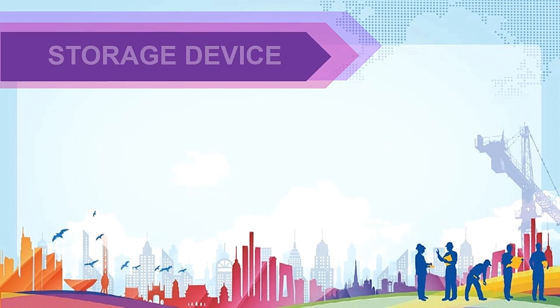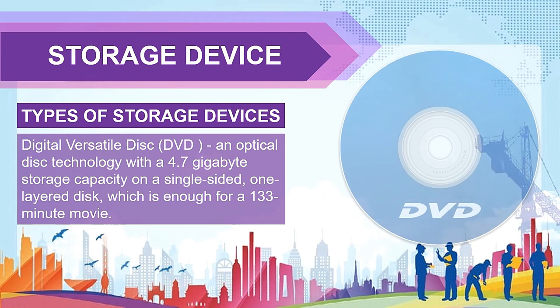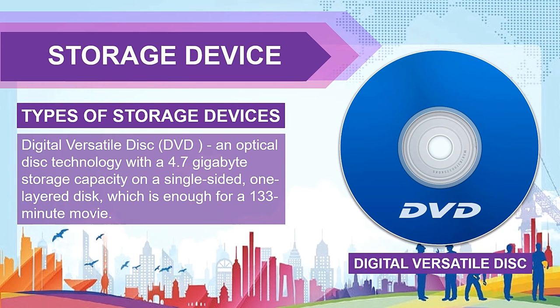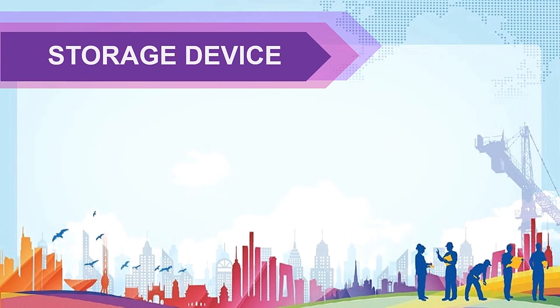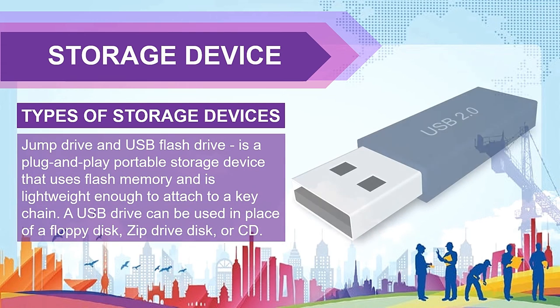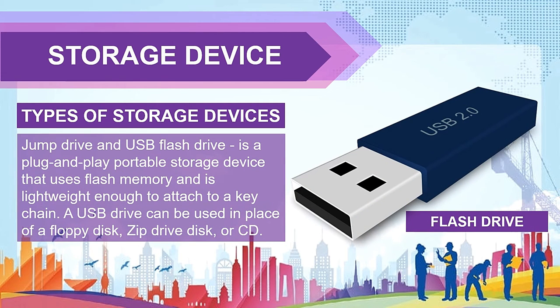Digital versatile disc, an optical disc technology with a 4.7 GB storage capacity on a single-sided, one-layered disc which is enough for a 133-minute movie. Jump drive and USB flash drive. It's a plug-and-play portable storage device that uses flash memory and it is lightweight enough to attach to a keychain. A USB drive can be used in place of a floppy disk, zip drive disk, or CD.